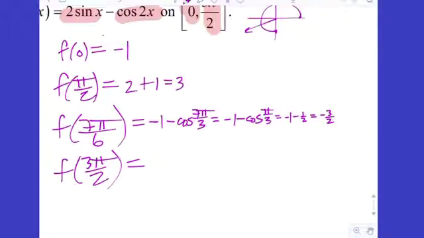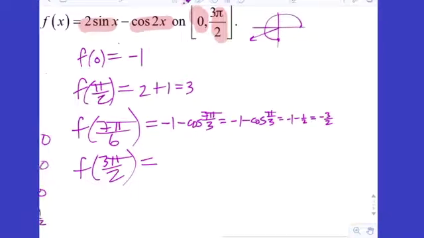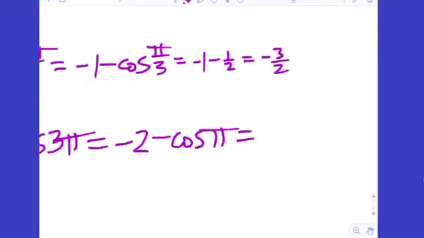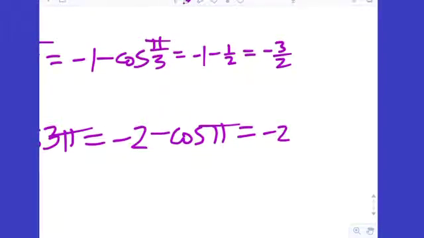So far, he's the low point. Now when we plug in a 3 pi halves, sine of 3 pi halves is negative 1 times 2 is negative 2 minus cosine of 3 pi halves times 2 is 3 pi. 3 pi is coterminal with 1 pi. So we end up with negative 2 minus cosine of pi is negative 1. We get plus 1. That puts us back at negative 1.